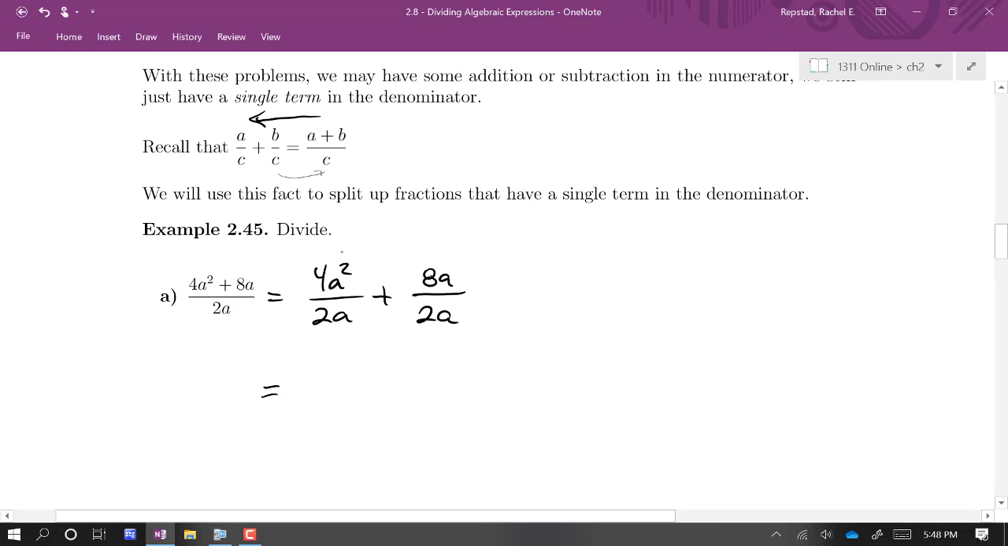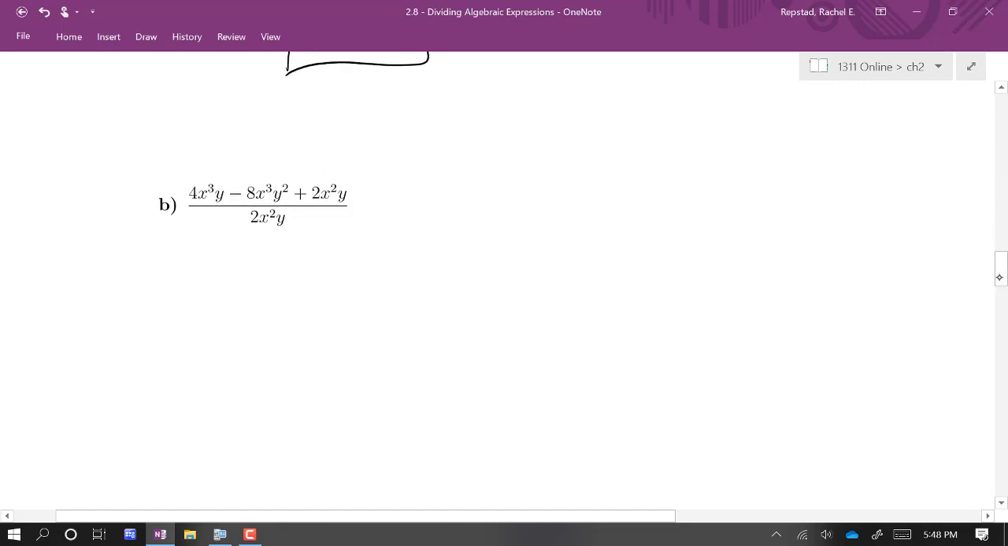So 4a squared over 2a, we do a little reducing and canceling, we get 2a. 8a over 2a, the a's cancel, 2 goes into 8 4 times, so 2a plus 4 is what we get here. And this fact works no matter how many terms we have in the numerator.